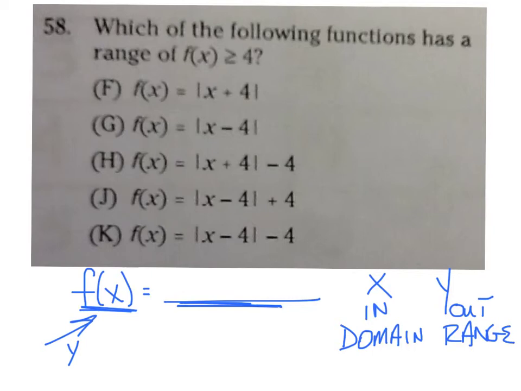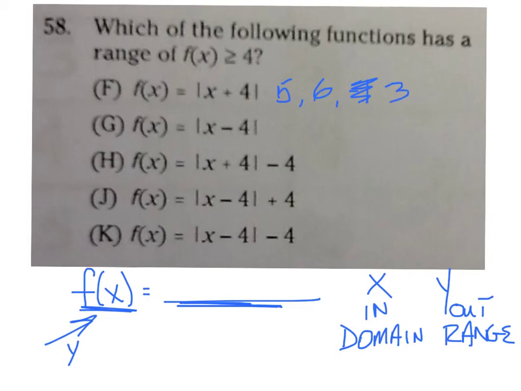Now, you have to know that because this problem will make more sense. The range means the possible solutions that come out of it are greater than or equal to 4. So what you could do is go through and look at this. You have x plus 4, and if I find the absolute value, what if I put a 1 in on choice F? It'd be 5, and the absolute value makes it 5. What if I put a 2 in? It'd be 6. What if I put a negative 1 in? A negative 1 plus 4 is 3. It'd be 3.